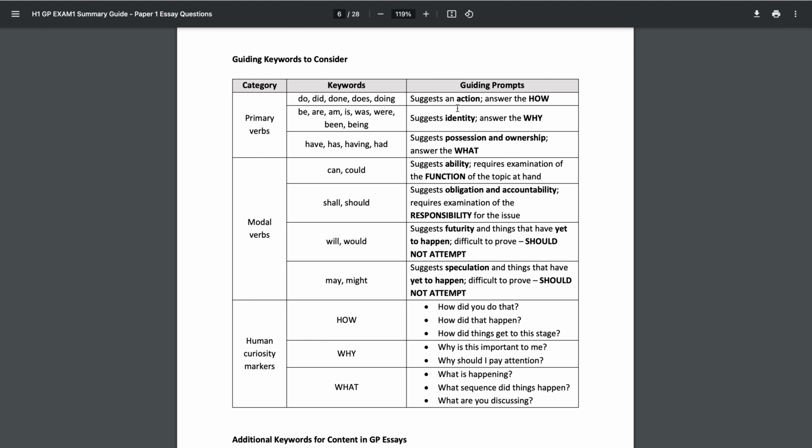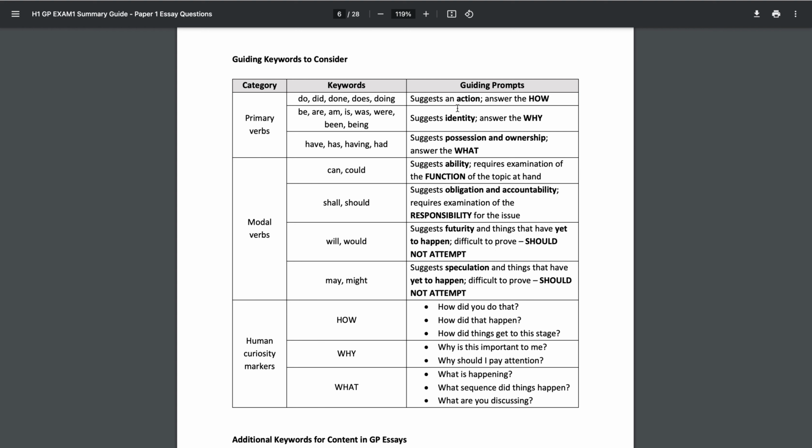Is, was, were, been, being suggests an identity. I am doing this. He is being this. They are doing that. They are being that. It suggests something related to the identity of an organization, of somebody, of a government, or whatever. And therefore you should be answering the why. Why do you have this particular identity?